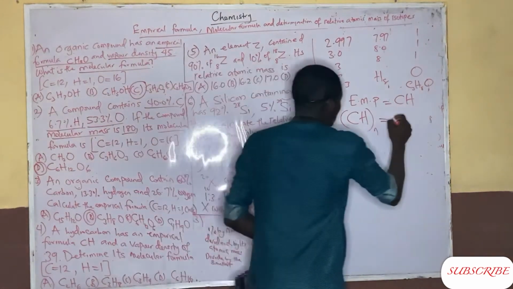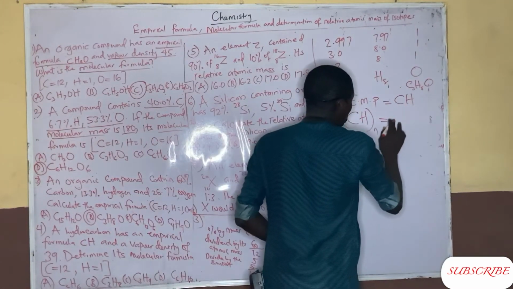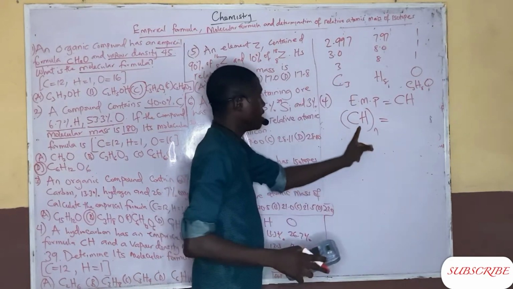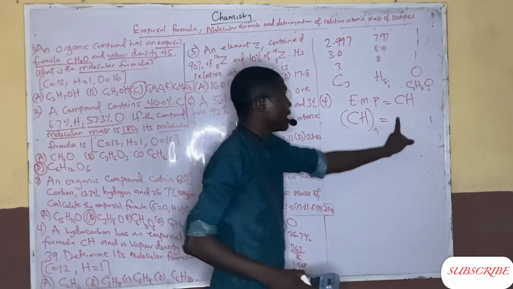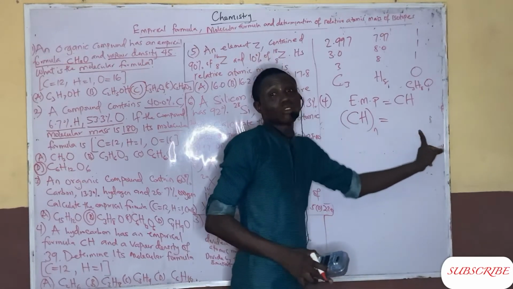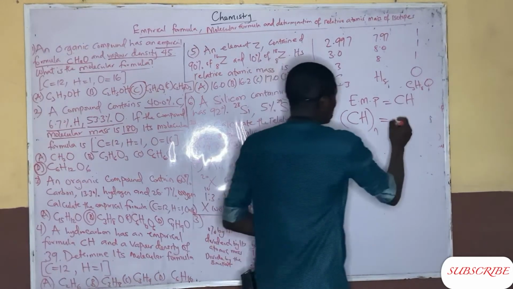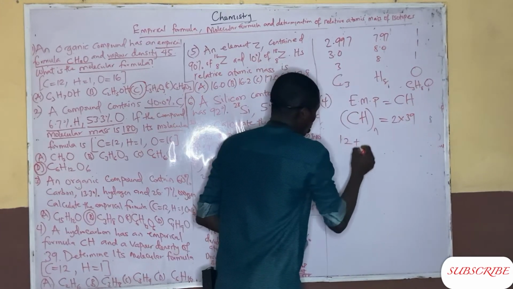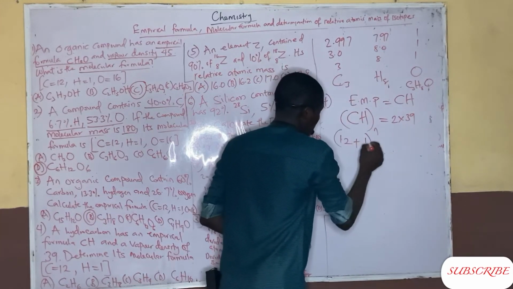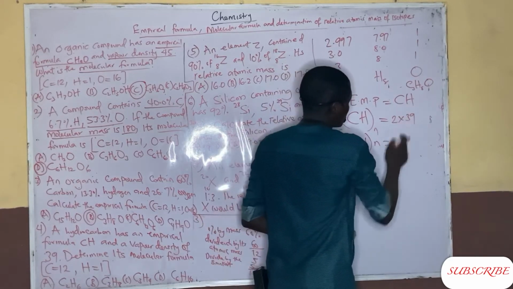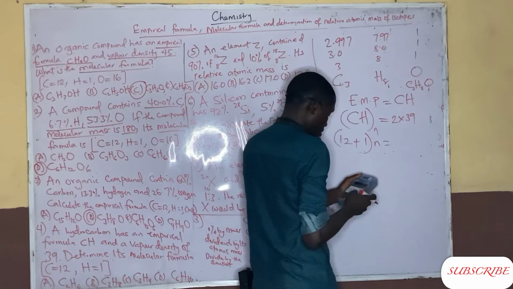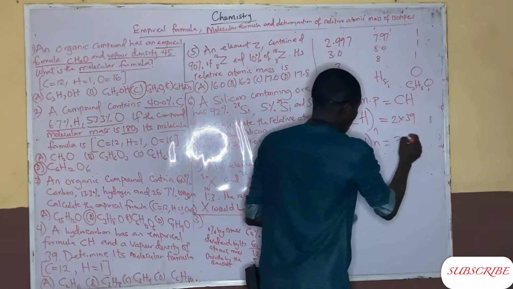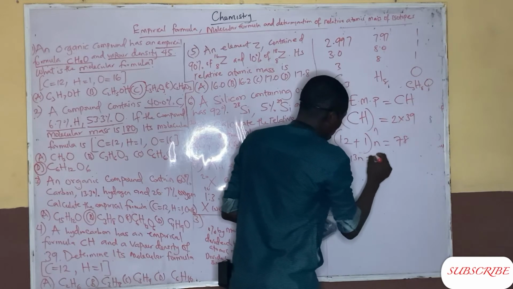So (CH)n equals the relative molecular mass of the compound, which is the same as 2 times the vapor density. So 2 times 39. So we have 12 plus 1 in bracket n equals 2 times 39, which is equal to 78. So we have 13n equals 78.